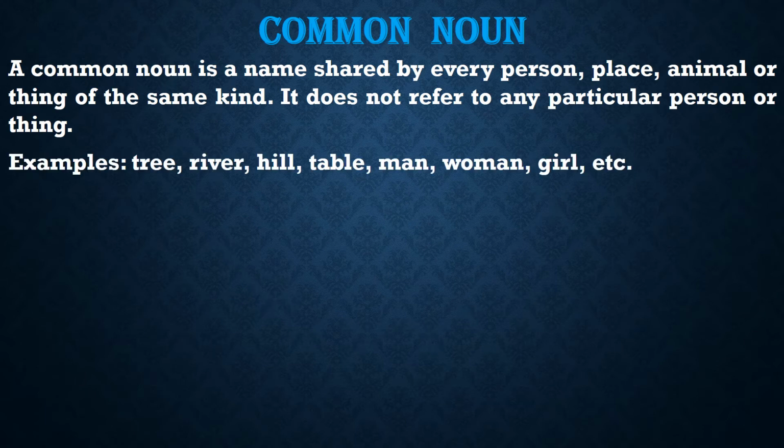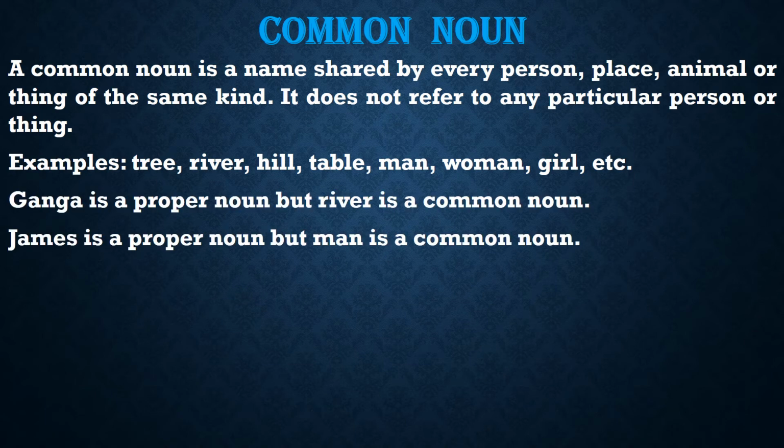Okay. Examples are here. Tree means all the trees. We call them tree. If we are saying banyan tree, that will be a proper noun. Tree, river, hill, table, man, woman, girl, etc. All these are examples of common nouns. The common names given to all of the category of the same kind. All the hills are called hill only. Table, there is no differentiation. So Ganga is a proper noun, but if we use the word river, then it will be a common noun.